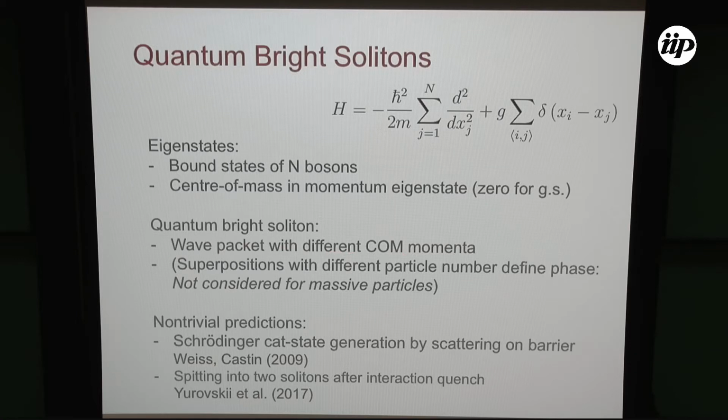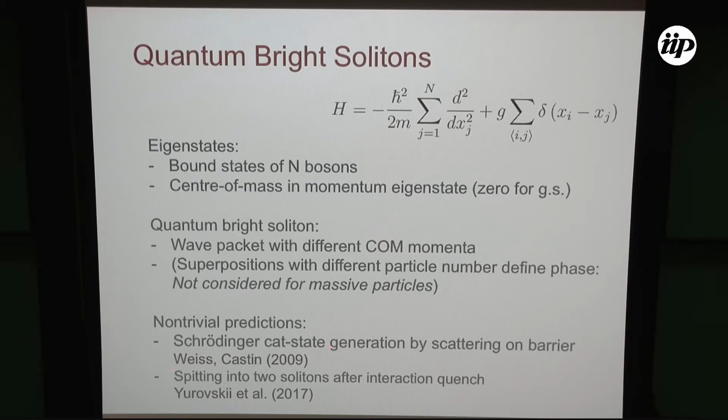In order to have something localized and observable in an experiment, you would have to create a wave packet with different center of mass momenta, for example. Or if you want a definite phase, as is relevant in optics, you would want superpositions of different particle numbers. But having a wave packet of the center of mass also means that over time the center of mass would spread, which has not been observed as far as I know.